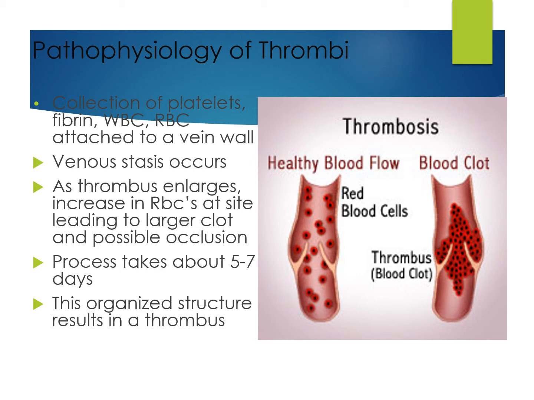As the thrombus enlarges, it increases the red blood cells at that site, making the clot even larger and causing a possible occlusion. The process takes about 5 to 7 days from that initial injury that may have resulted, and that organization results in the formation of a thrombus. And that thrombus is like a tail-like appendage, and it's formed and it continues to grow, and then it could potentially break away. That's called a pulmonary emboli.